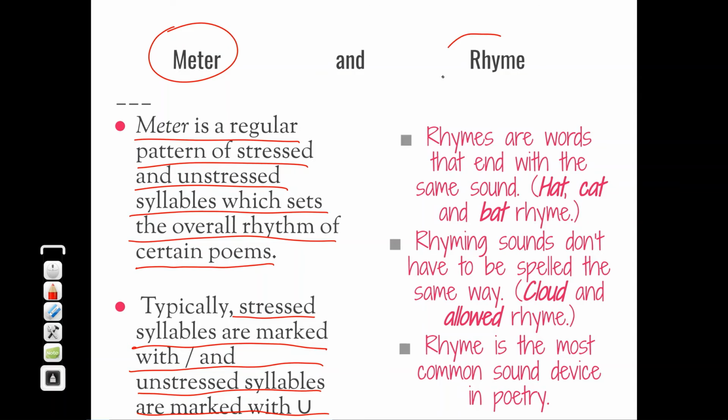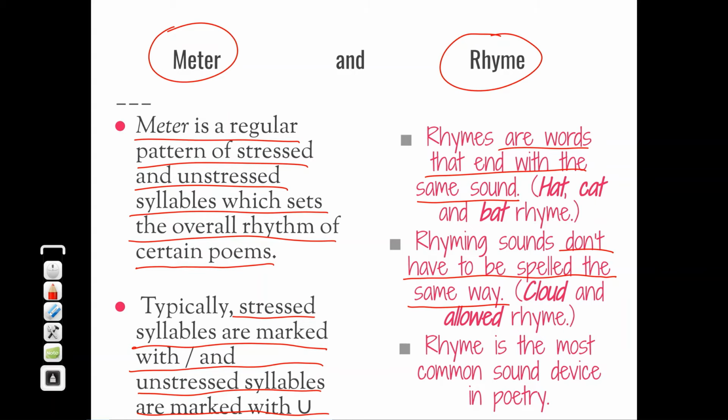Rhyme. Rhymes are words that end with the same sound, which I'm pretty sure you guys already knew. So you should just have to write that down. Those would be like hat, cat, and bat, the examples that I gave you. Rhyming sounds don't have to be spelled the same way though, which is what I want you guys to be aware of. So you can just bullet point it underneath where you just wrote the definition for rhyme.